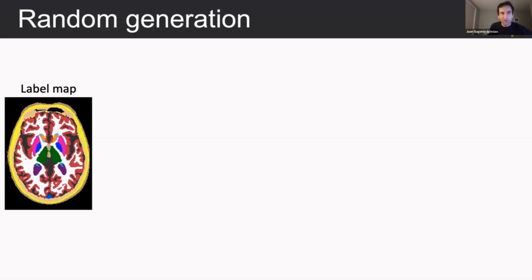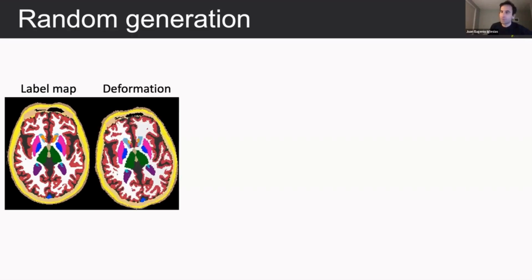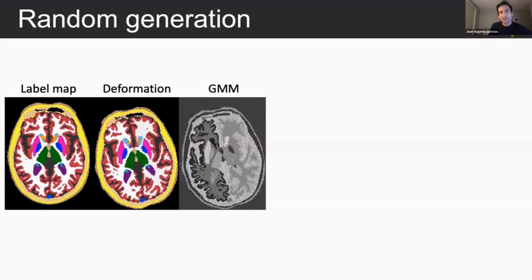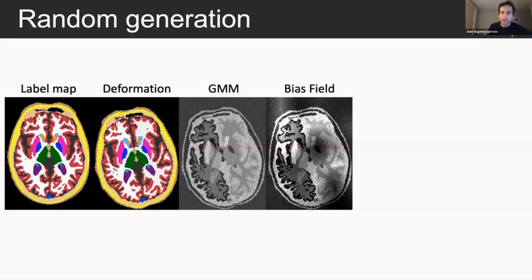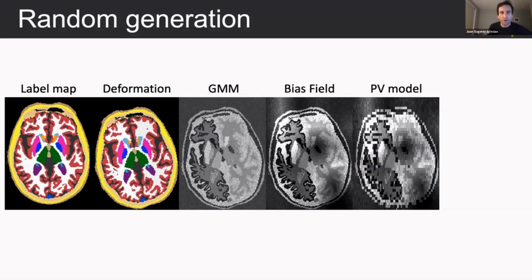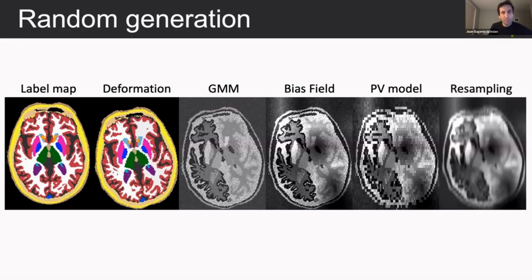Now, in practice, what we do is random generation. So we start from the segmentation, we randomly deform it, but now we sample the Gaussian mixture model with random parameters, right? Like random means, random variances. So does this look like a real brain? Absolutely not. Bias field, same as before, partial volume model, and this is where we also randomize the resolution. So every once in a while it's isotropic, every once in a while it's sagittal, axial, sometimes coronal, right? And the resolution, the slice thickness, the slice spacing is also random. And then same as before, we resample to 1 by 1 by 1, and we have our image segmentation pair.